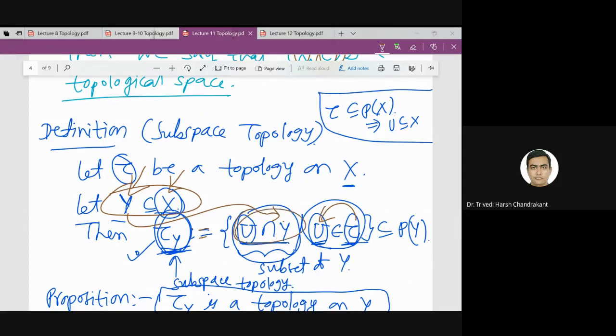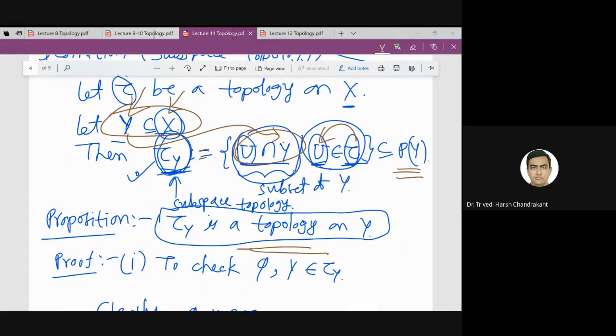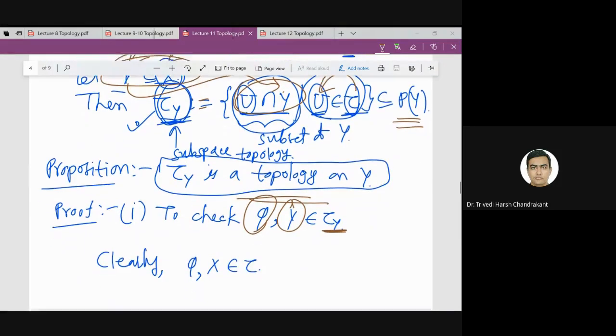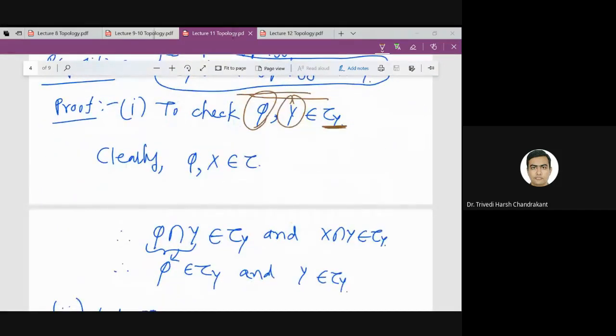So this collection of U intersection Y forms subsets of Y, and we have already verified it is a topology on Y in the previous lecture. It is closed under finite intersection and arbitrary union, and phi and Y belong to this family. So if I have Y a subset of X, then whatever topology on X, I can use the elements of that topology to get the elements of the topology on Y.